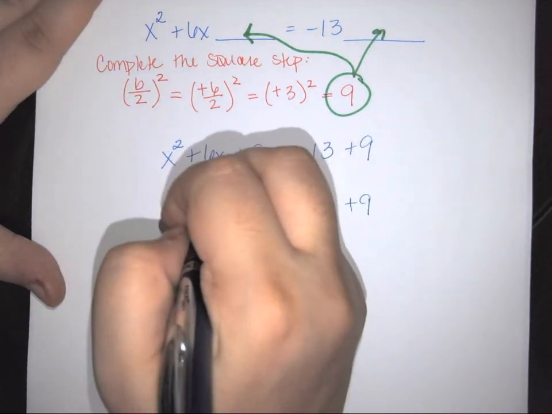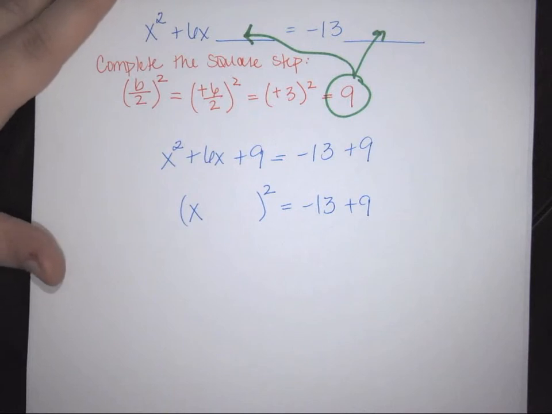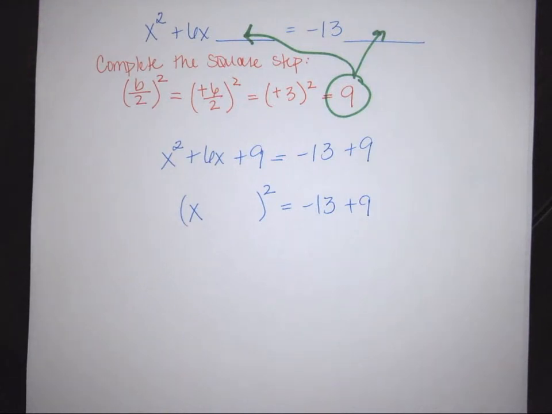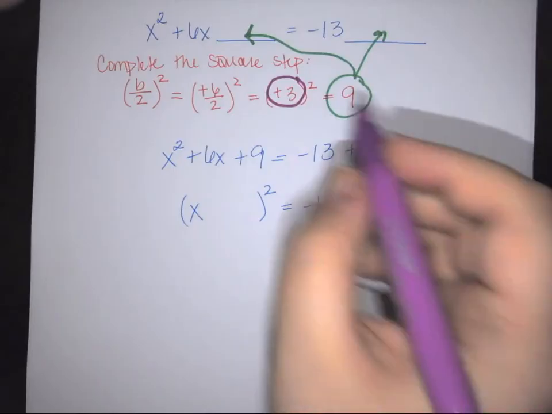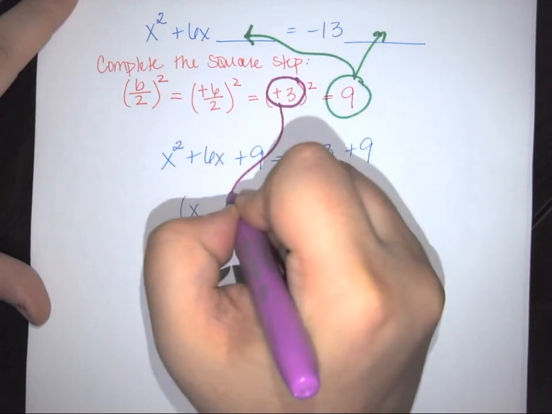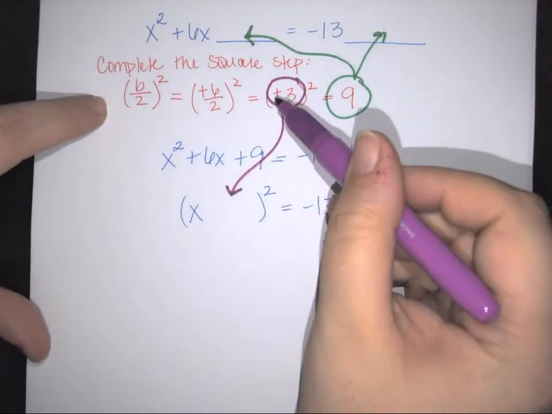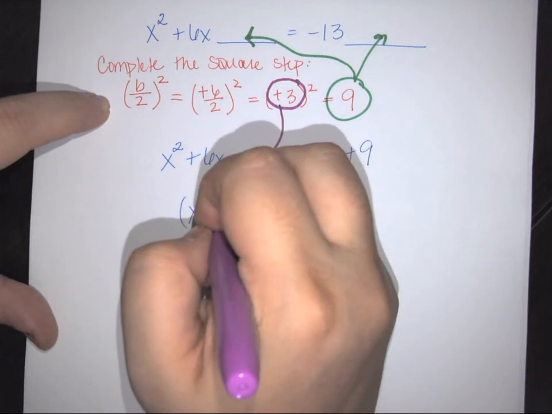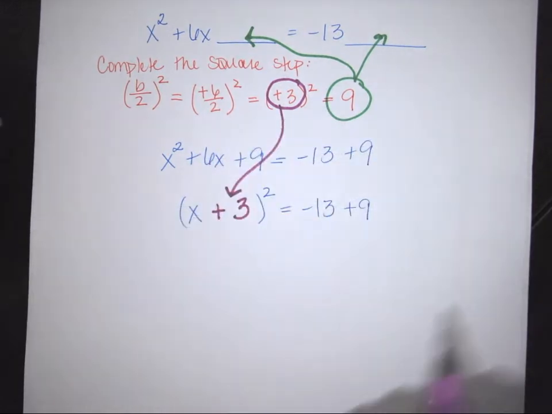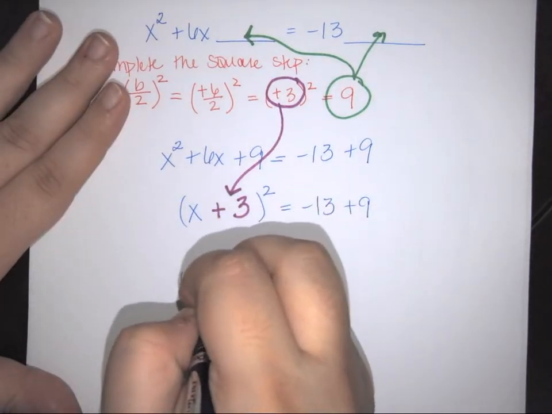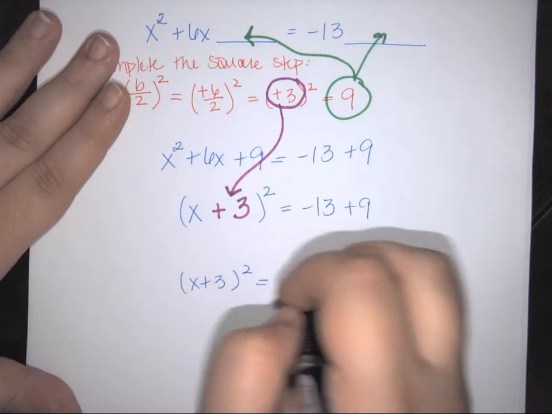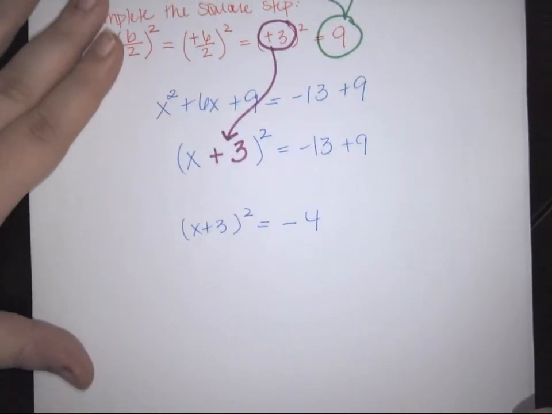My term, their variable is x, and so now I need to set up the rest. Setting up the rest is fairly simple. We're going to take this plus 3 piece and put that down there. Because the 3 is positive, this becomes plus 3. So I actually have x plus 3 squared is equal to a negative 4.